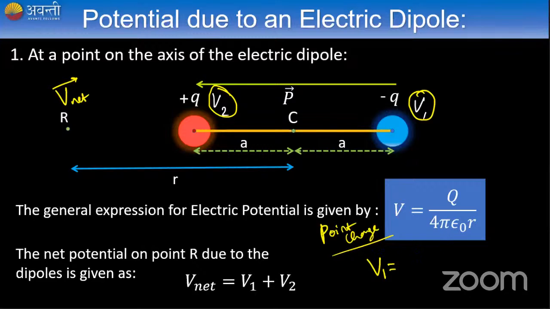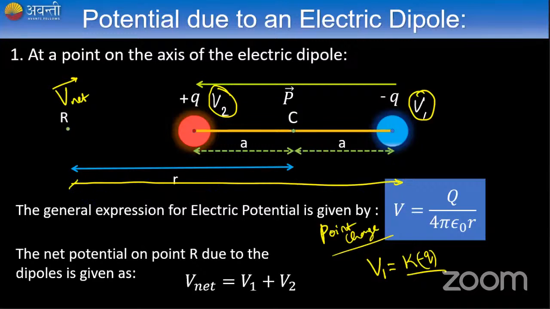V1 will be equal to K times minus Q by, what is my distance, guys? What is my distance from this point R to this point? Yes, it is R plus A. So put R plus A, and you get your V1.